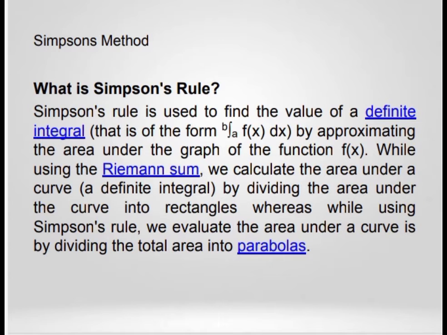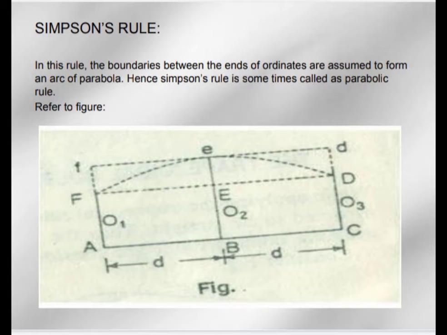Another method in area measurement is Simpson's rule. It's used to find the value of a definite integral by approximating the area under the graph of the function f of x. When using Riemann sum, we calculate the area under a curve by dividing the area under the curve into rectangles, whereas while using Simpson's rule, we evaluate the area under a curve by dividing the total area into parabolas. This figure represents the parabolic rule.